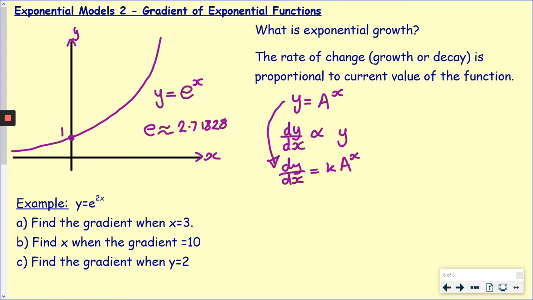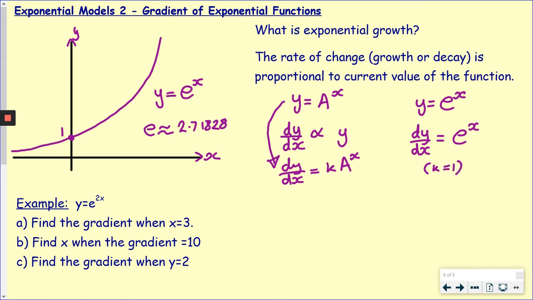This is where e comes in. y equals e to the x has a very special property. Its gradient is equal, not just proportional, but equal to e to the x. In this case, k equals 1.